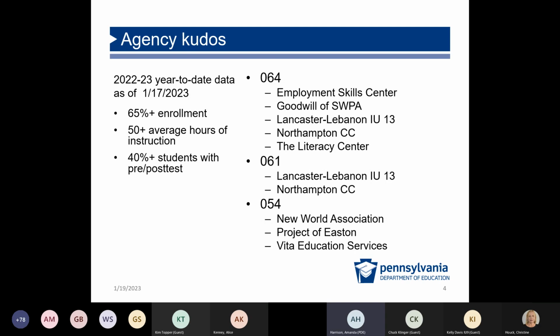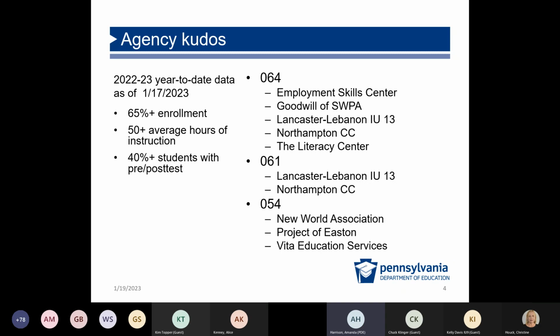So what we looked at is agencies that met all three of these criteria. They're on a grant, they're at 65% of contracted enrollment or higher, and those students have 50 or more average hours of instruction so far this year. And at least 40% of those students have a pre and post test match. So we're looking at programs that are enrolling people and also retaining them and assessing them at appropriate times.